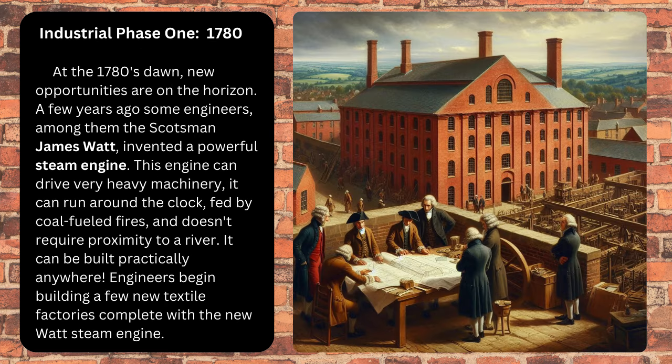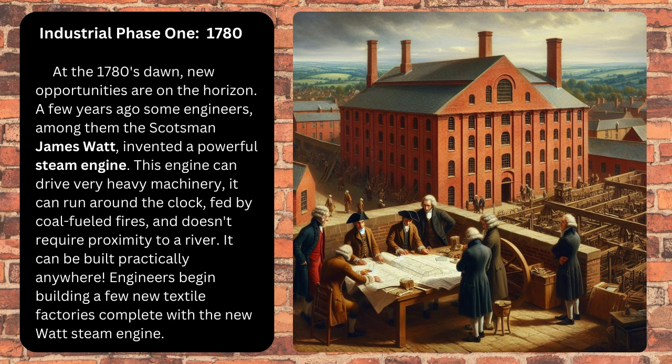Industrial Phase 1, 1780. As the 1780s dawn, new opportunities are on the horizon. A few years ago, some engineers, among them the Scotsman James Watt, invented a powerful steam engine. This engine can drive very heavy machinery. It can run around the clock, fed by coal-fueled fires, and doesn't require proximity to a river. It can be built practically anywhere.